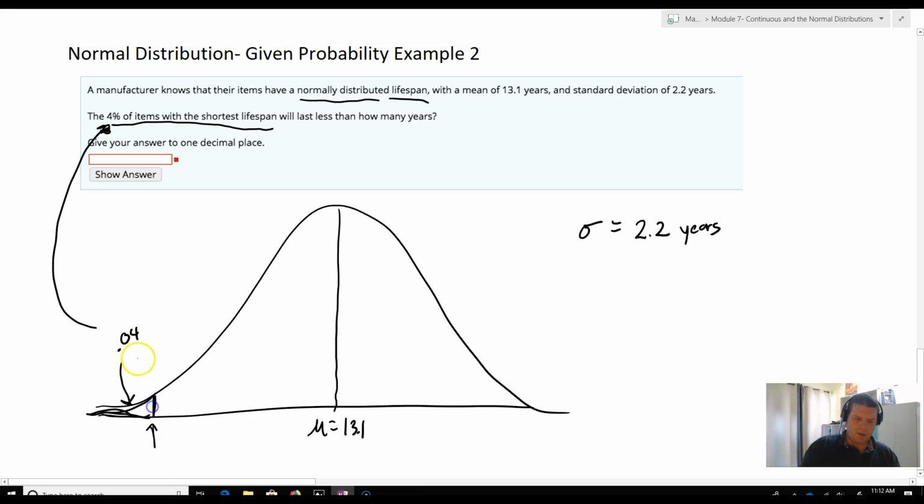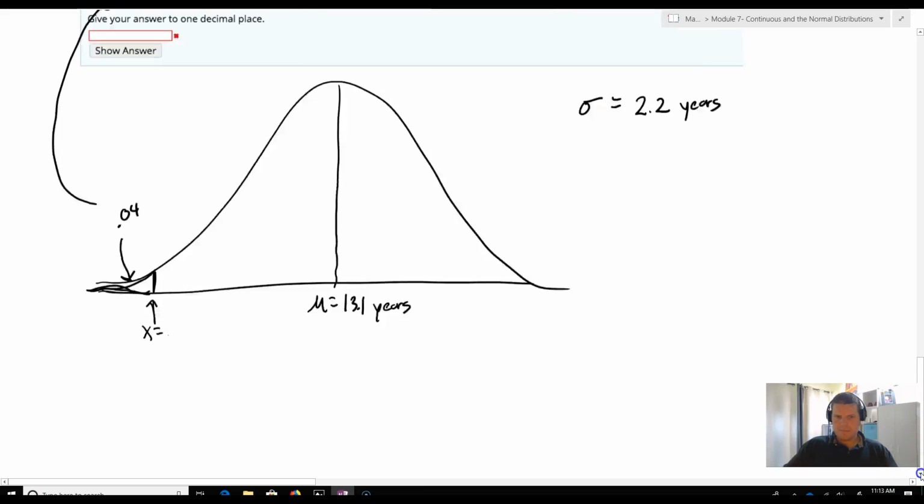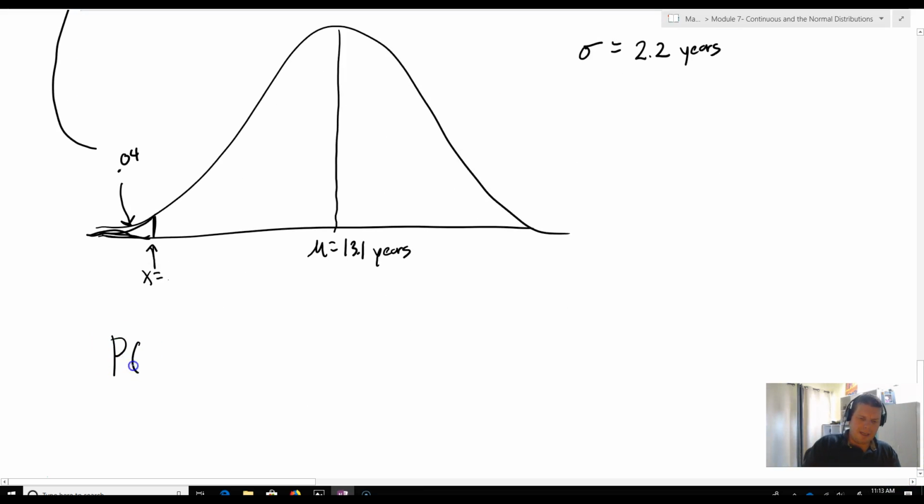Because we're given the area, 4%, we're looking for a number of years. Our distribution is in number of years, so I'm looking for some value of x. This is 13.1 years, and this one down here is going to be less than 13.1. It's the smallest 4%. So if I rewrite this, I've got the probability that x is less than or equal to some unknown number of years, and that equals 0.04.